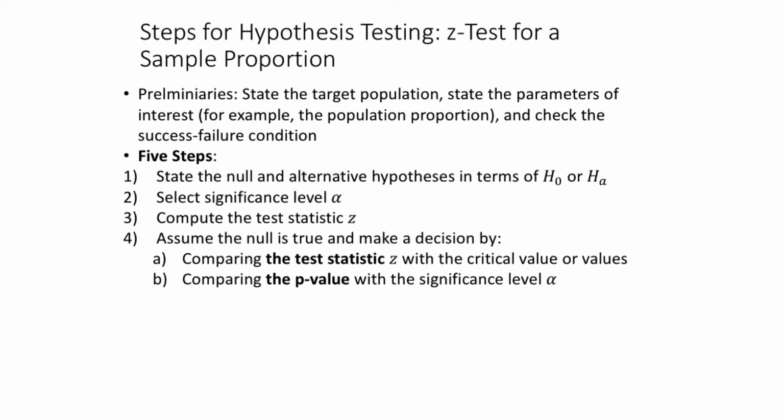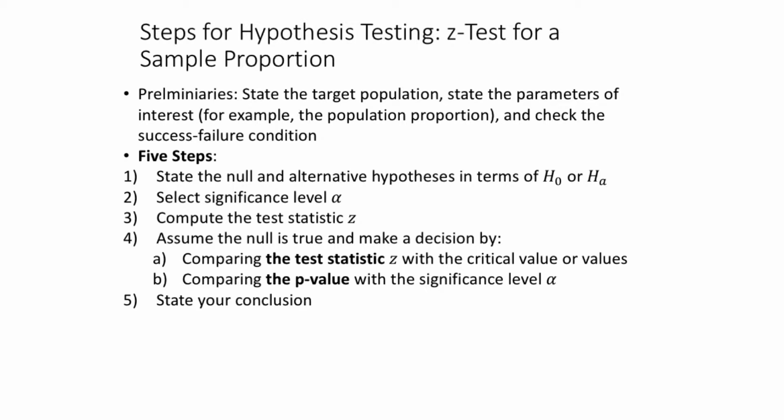Then for step 4, we have 2 options. You assume the null is true. What this is saying is that we think the sampling distribution is centered on whatever the null value is. And then we make a decision based on either comparing the test statistic z with some critical value or values, or comparing the p-value with the significance level alpha. You can do A or B or both. Typically, we will do both.